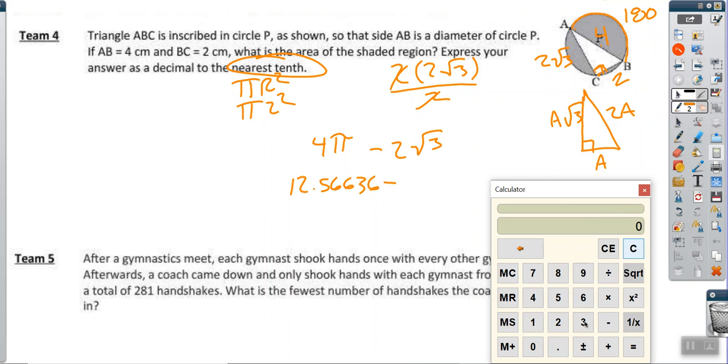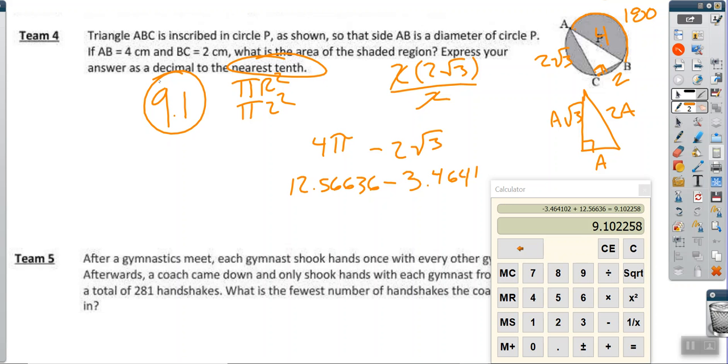Minus the square root of 3 is 1.73, times 2, which gives 3.4641. I'm going to turn this into a negative, there you go, okay. Now I'm going to add it to my 12.56636, and I get 9.1. There we go. And remember, math counts, competitive math, no units.